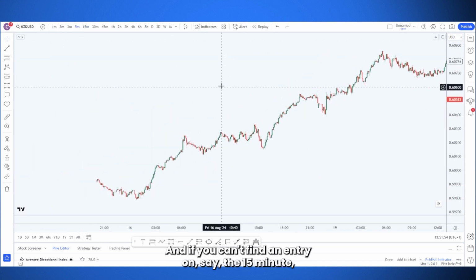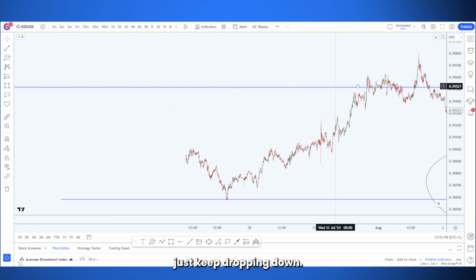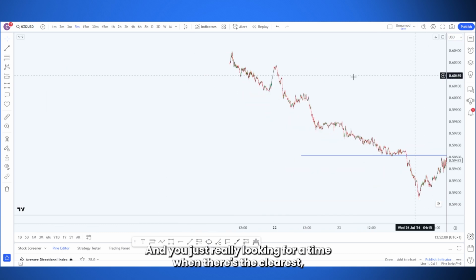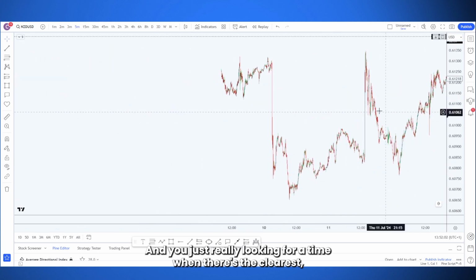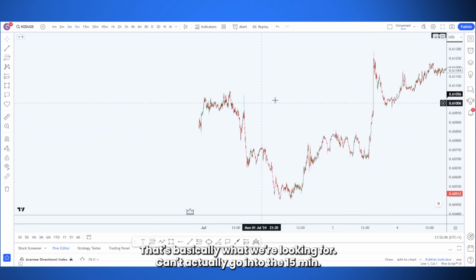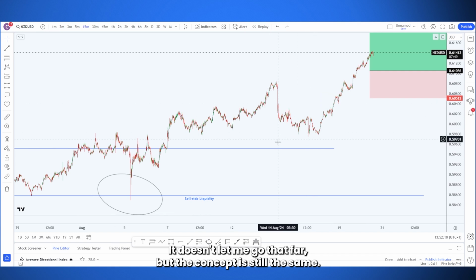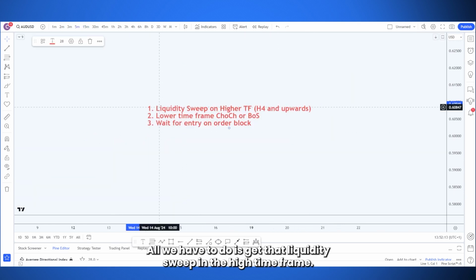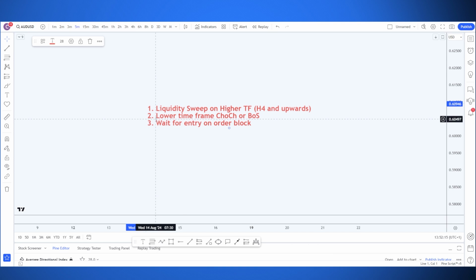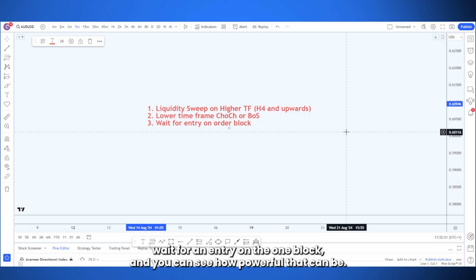Maybe, and if you can't find an entry on, say, the 15 minute, just keep dropping down, and you're just really looking for a time when there's the clearest lower time frame order block. That's basically what we're looking for. I can't actually go onto the 15 minute, it doesn't let me go that far, but the concept is still the same. All we have to do is get that liquidity sweep in the higher time frame. We then use the lower time frame to look for changes of character or breaks of structure, and then we simply wait for an entry on the order block, and you can see how powerful that can be.